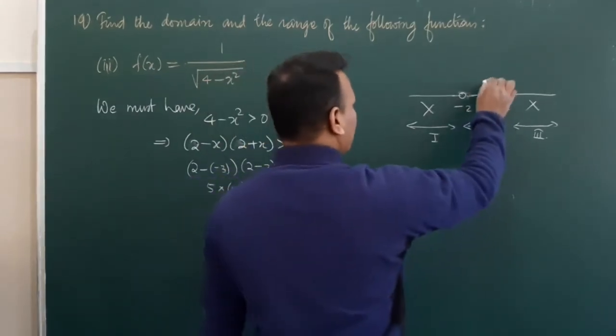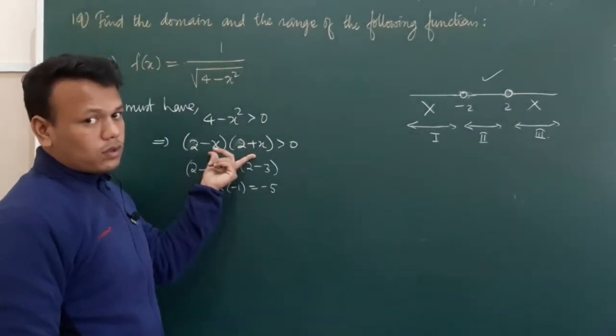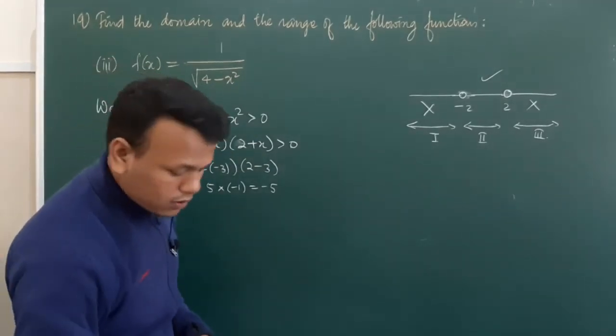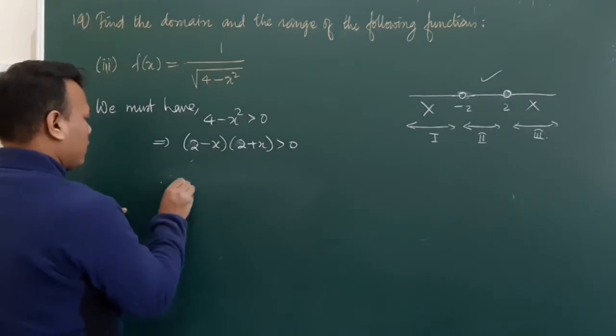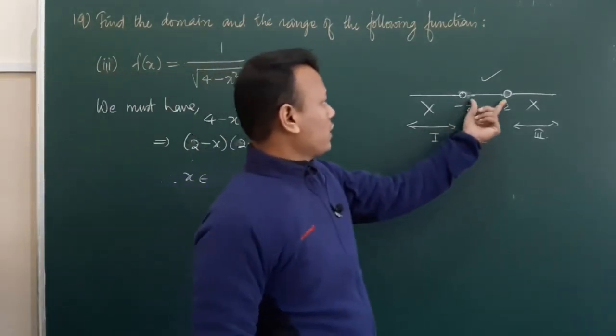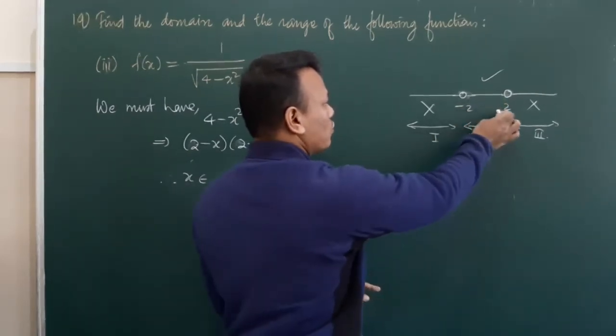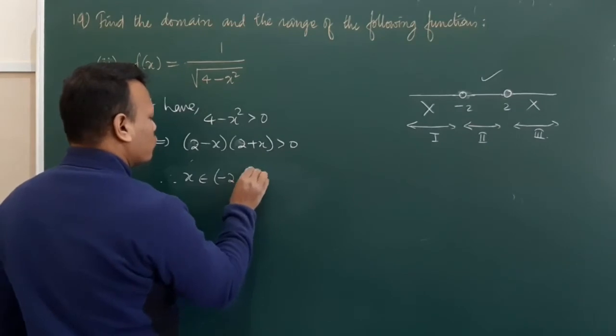So only in this case are we going to have this product greater than 0, isn't it? So from here we can conclude that x belongs to this interval. And what is this interval? Minus 2 and 2, they are not included. So this is the open interval (minus 2, 2).